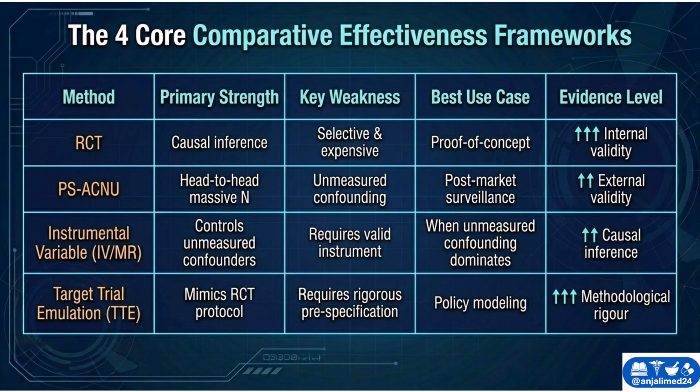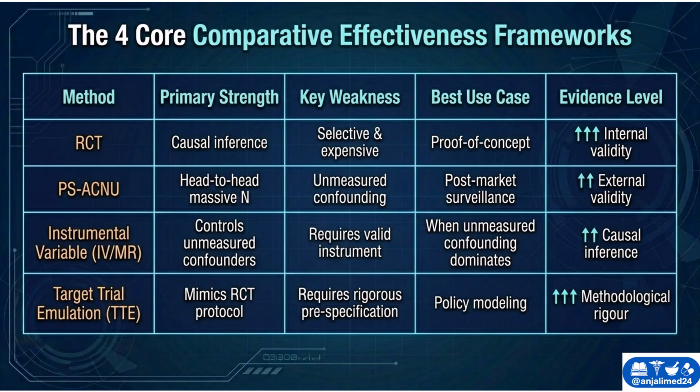Third, we have instrumental variable methods and Mendelian randomization approaches. These are especially valuable when hidden confounding dominates the dataset. If a valid instrument exists, these methods can recover stronger causal estimates from observational data. The challenge is that finding a truly valid instrument is often very difficult.